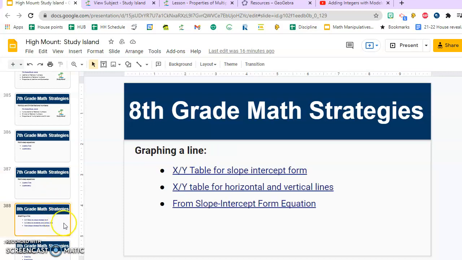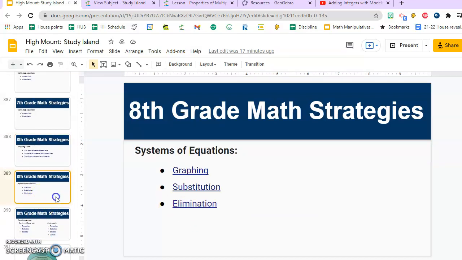Let's see here. Okay, so getting into the 8th grade. Using different tools in order to graph some lines. Using that XY table to graph a line in slope-intercept form, or a horizontal and vertical line, and then just using the equation in order to graph. So those are a couple of strategies there.